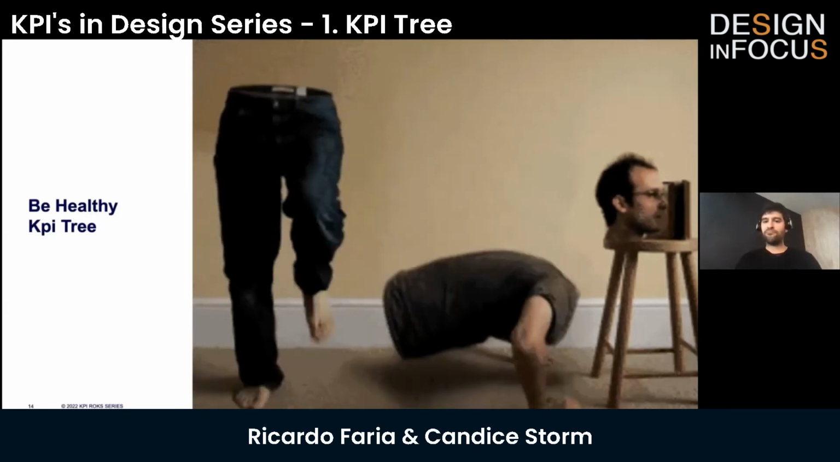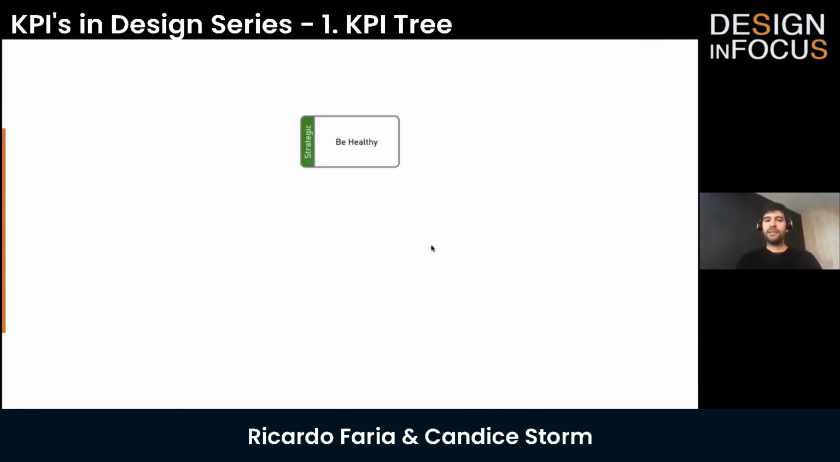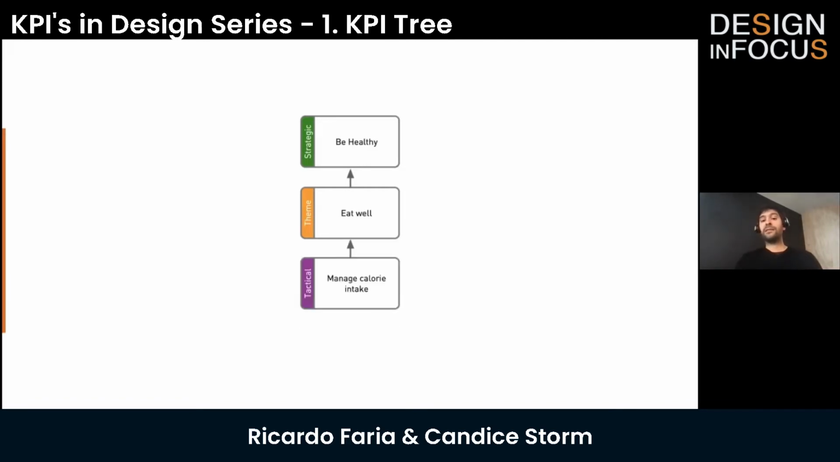So this is a simple tree about wanting to be healthy. Everyone wants to be healthy, but this is the top objective. So how are we going to make this even more clear? I want to eat well. This is a breakdown of be healthy. And even more concrete, I want to manage calorie intake. So you can start to see the connection. And now I probably have everything I need to define a KPI. I want calories consumed per month, per week. So here you can start to have some numbers that connect directly with a strategic first approach.